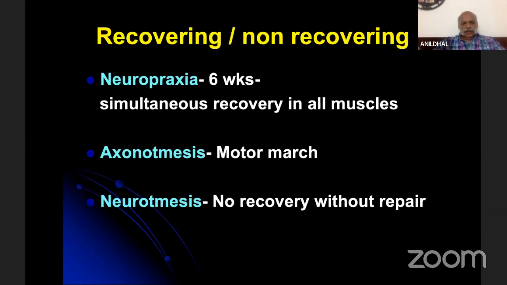Whereas recovery in axonotmesis is long drawn, and the proximal muscle supplied by the nerve after the site of injury is the first to recover, followed by the next in line, and so on. And this is known as the phenomenon of motor march, which is proceeding proximal to distal in line. Well, neurotmesis does not have the ability to recover on its own, and it will only recover if a repair is performed, and then it will follow the recovery pattern as in axonotmesis, like the phenomenon of motor march.